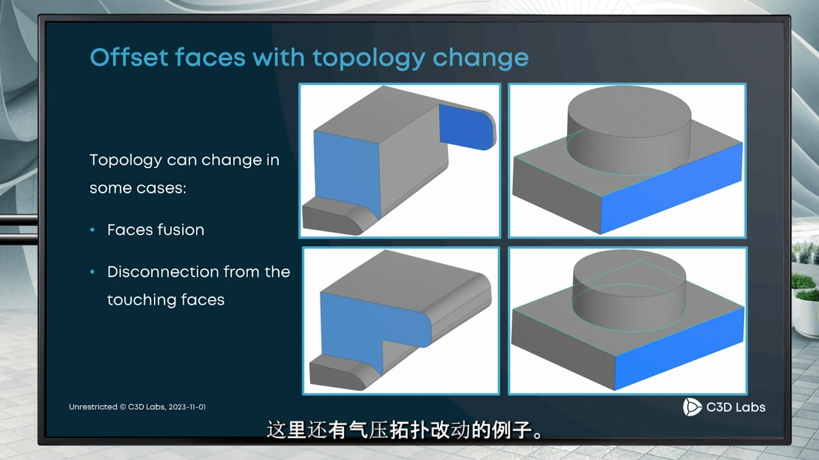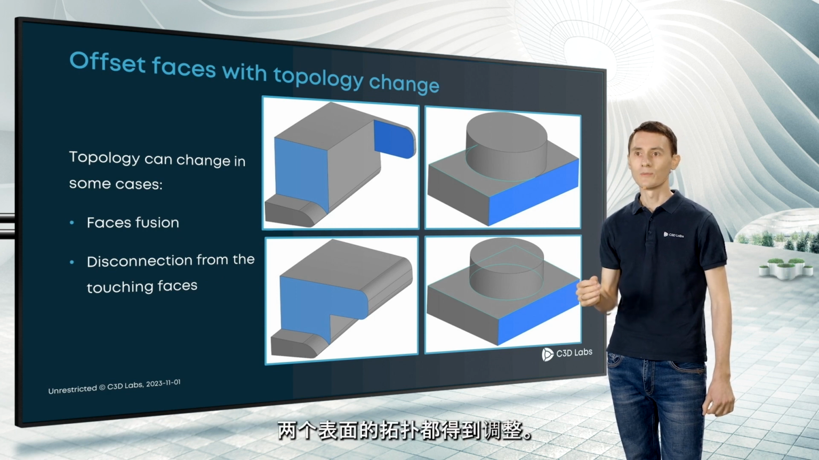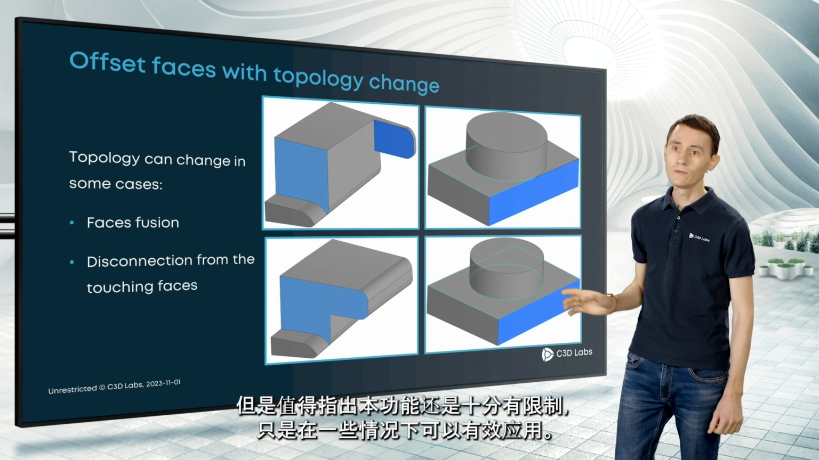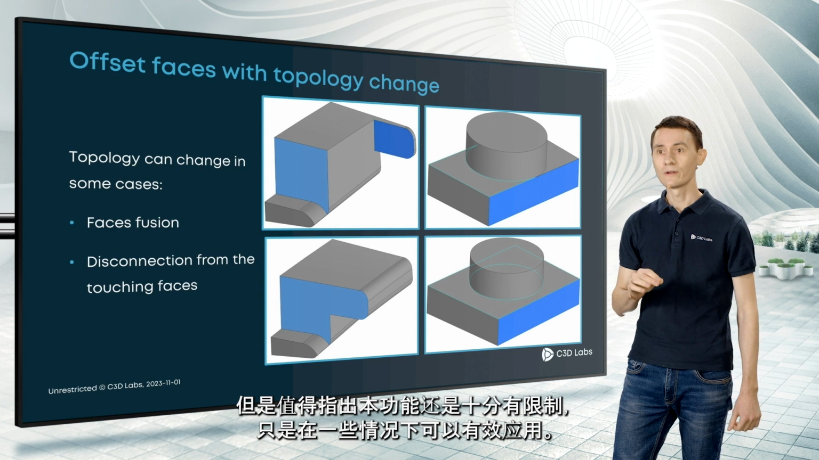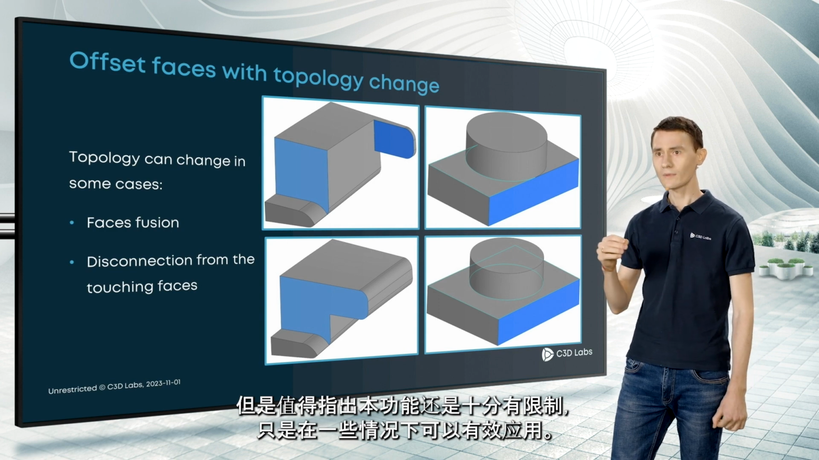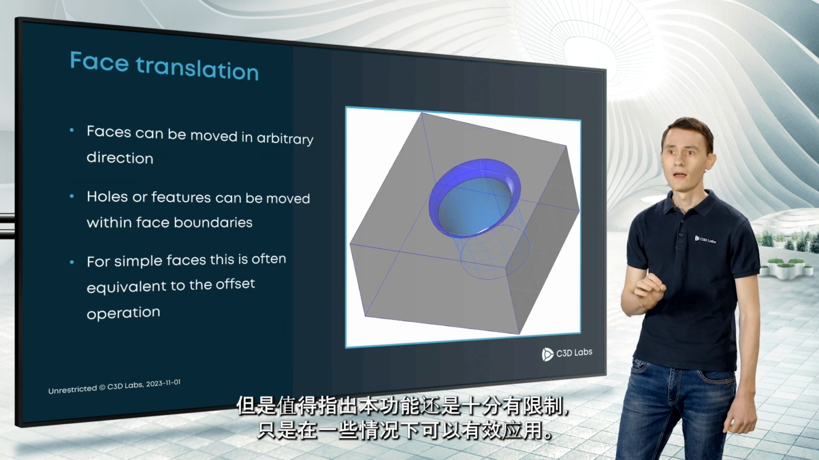Here are more examples of topology change developments. On the left, face fusion is presented. One of the faces is pulled up to another face and then they are merged together. On the right, there is a disconnection from the touching faces. Bottom plane faces are disconnected from the top cylinder surface. In both cases, topology is changed. However, this functionality is still very limited and works only in certain cases.